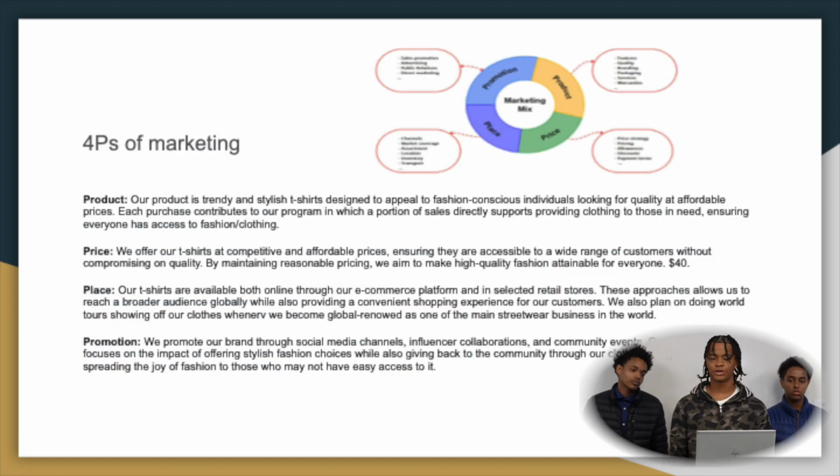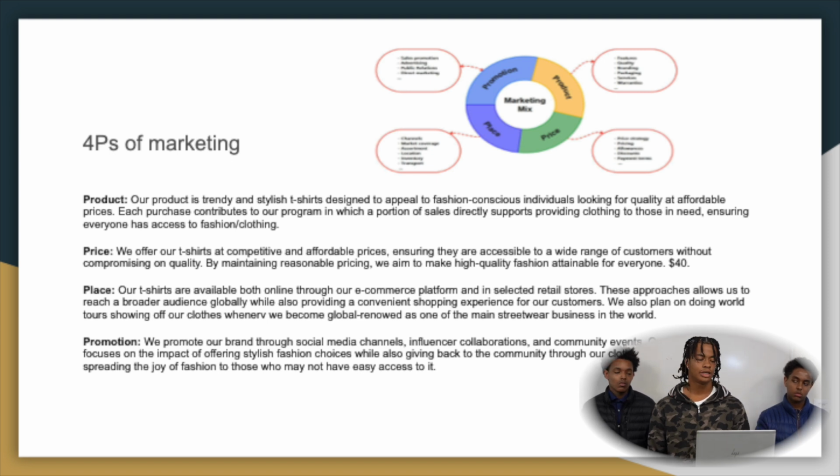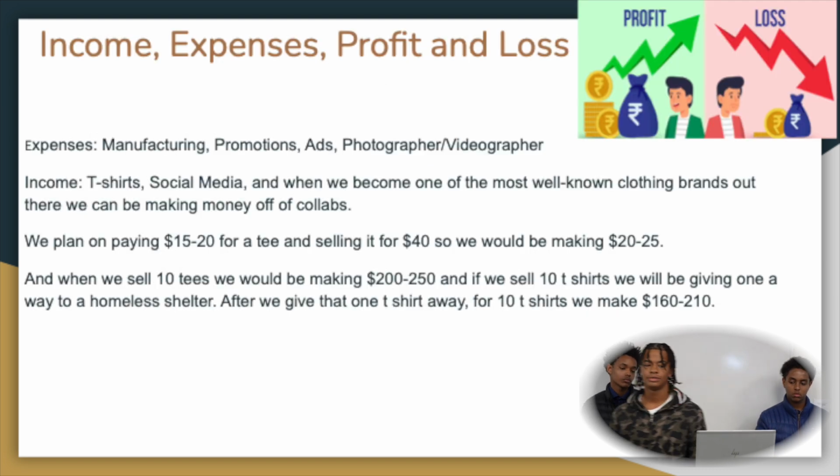Our 4 P's of marketing, which are product, price, place, and promotion. Our product is a stylish and trendy t-shirt that you can wear around. The price is about $40, to cover shipping costs too. In place, we're going to be selling it mostly online. And for promotions, we're going to use social media, more so TikTok, Instagram, and Snapchat.